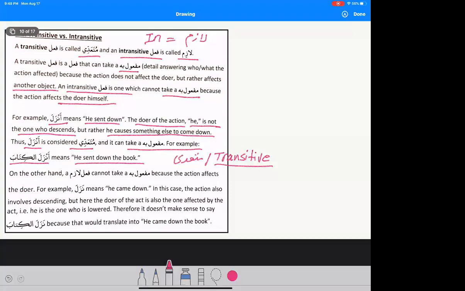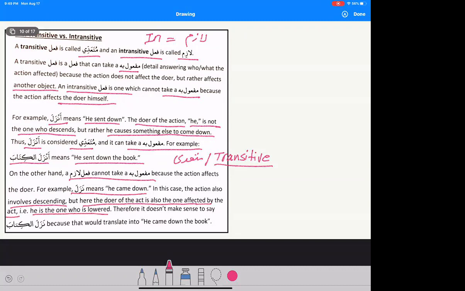On the other hand, fi'l lazim cannot take maf'ulun bihi because the action affects the doer. For example, nazala means he came down. So he came down, where is the action happening? To that person himself, not to anything else, right? In this case, the action also involves descending, but here the doer of the act is also the one affected by the act.